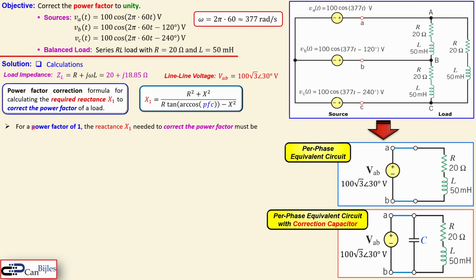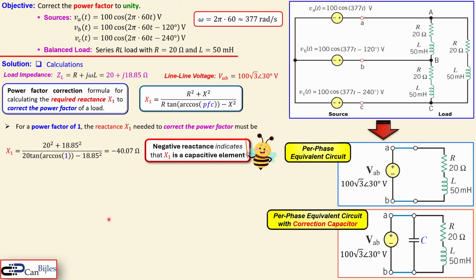So for a power factor of 1, the reactance x1 needed to correct the power factor must be, just substitute the values, and you get here minus 40.07 ohms. Now this minus sign already indicates that we need a capacitive element. If this was a plus, for example, then you need an inductive element. It can be, for example, that you have here an RC load, which is then already a leading element. Then you need here an inductive element to make the power factor better.